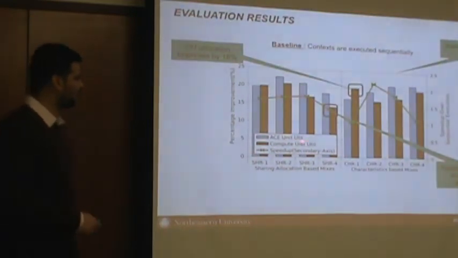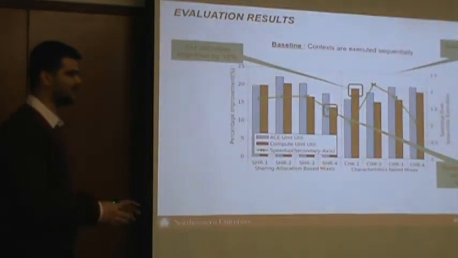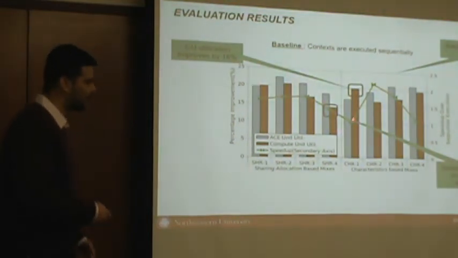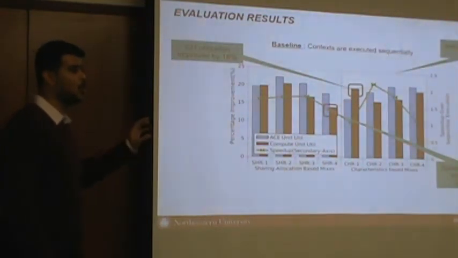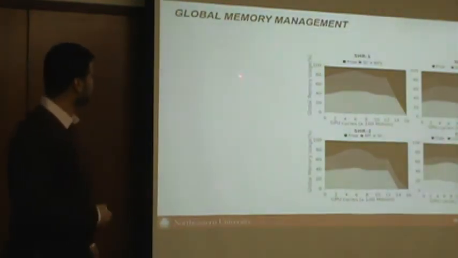The speed up reduces as you increase the number of contexts. The speed up can also be hurt depending on the mix. CHR1 had a lot of memory accesses, which created a bottleneck. All of its contexts were trying to get to the memory and getting stalled, and that's where we started facing a bit of problems. So who to couple with is also a question that has to be answered. Then there is global memory management.